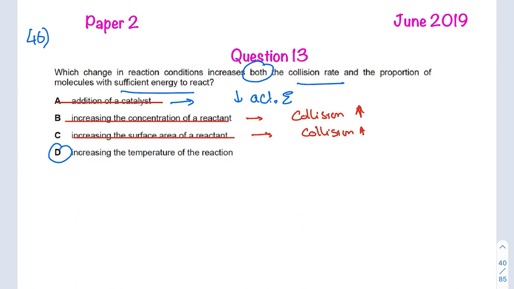So therefore, surface area is also not the correct option. So the only correct option is increasing the temperature of the reaction, which increases both the collision rate and also the sufficient energy to react.